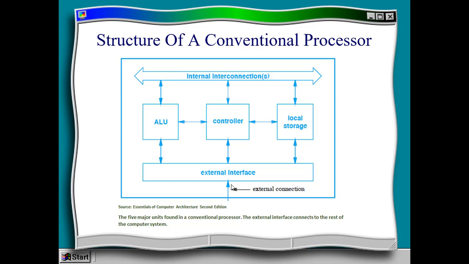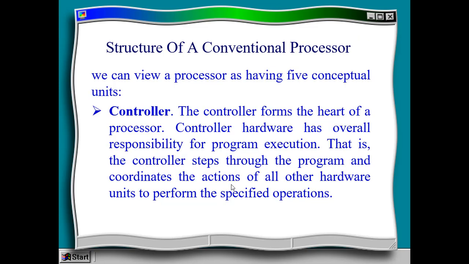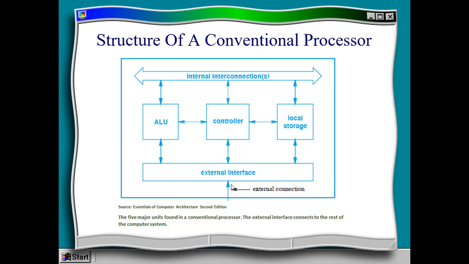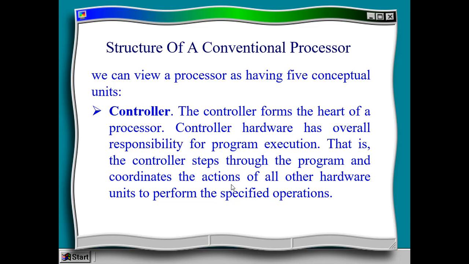We have the first one, which is called the controller. The controller forms the heart of the processor. The controller hardware has the overall responsibility for program execution. That is, the controller steps through the program and coordinates the action of all hardware units to perform specified operations.